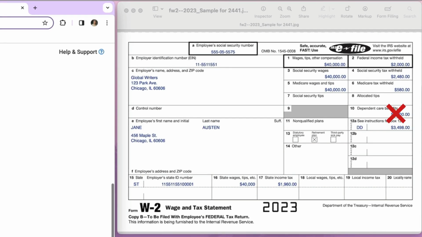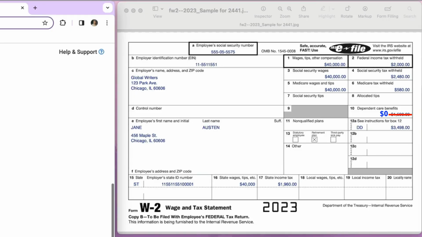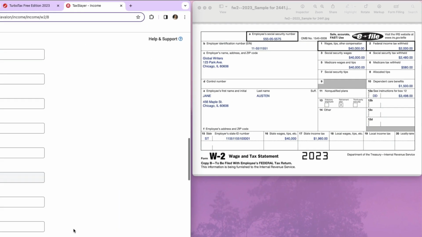Most people don't get any employer benefits, so box 10 will be empty. In these cases, you paid all the expenses yourself with post-tax dollars. You still have to use Tax Form 2441 to claim the credit.